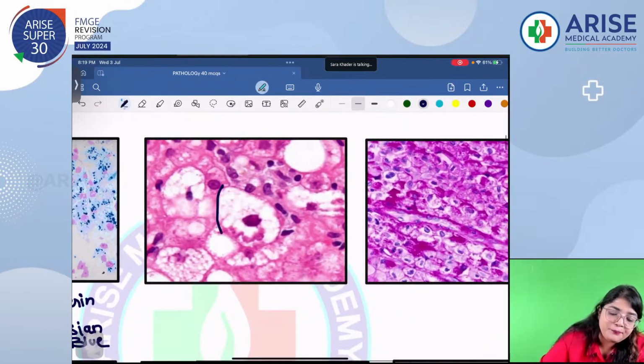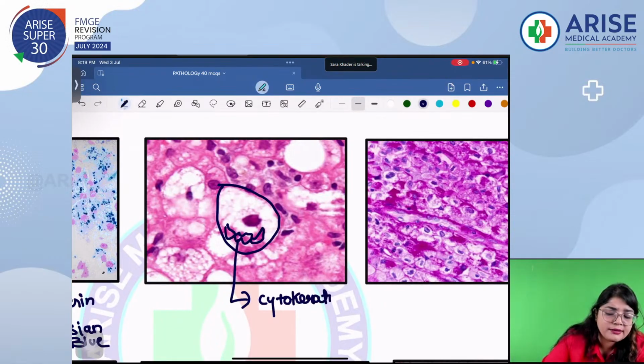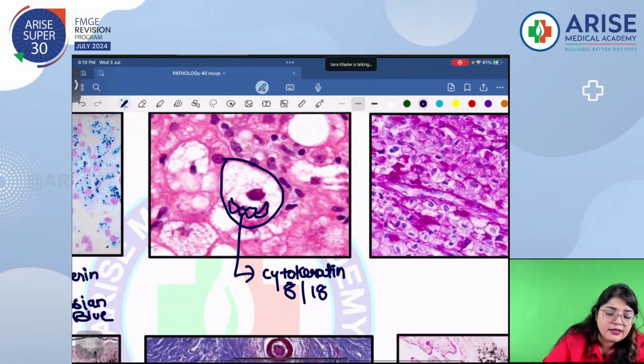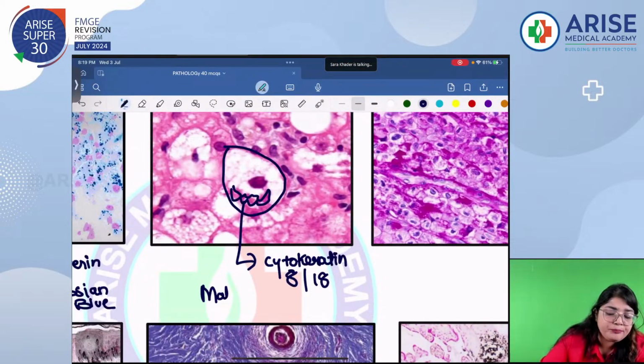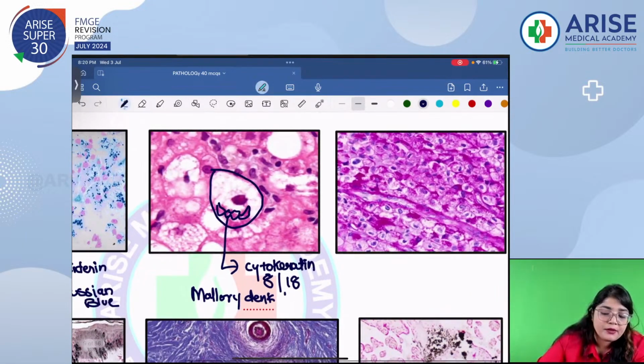What about this one? This is your Mallory-Denk bodies, where you have cytokeratin. Which one? Cytokeratin 8 and 18. This is seen in alcoholic liver disease. There are so many other diseases, right? Remember this. This is an important question in the exam.